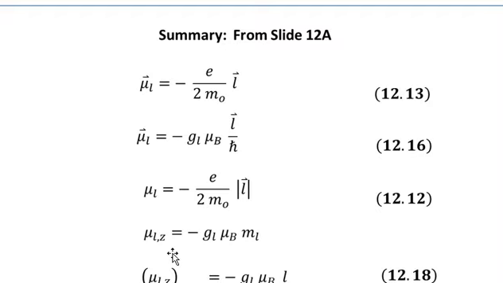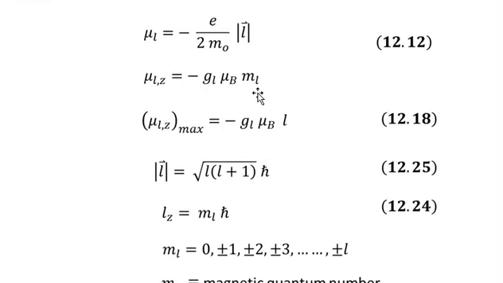Then the z component of the magnetic moment was discussed, and this was represented in terms of the orbital magnetic quantum number, which is ml. So ml is actually the orbital magnetic quantum number, and the relationship is given over here. Then you see that the maximum value of the z component of the orbital magnetic moment was related with the quantum number L.